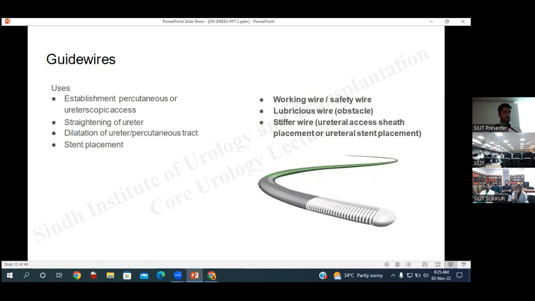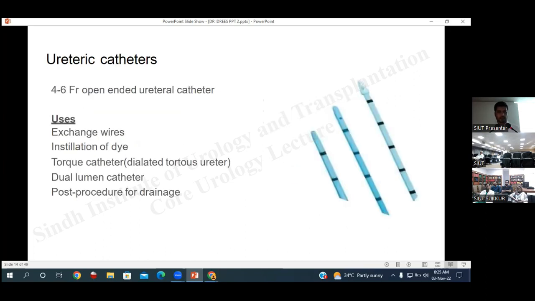Any classification based on the tip of the guide wire? It's J tip. It is straight. But the tip is always soft. So your knowledge of guide wires is very important when you come to doing the intervention with the URS. So these all should be in your knowledge. Okay, please continue.